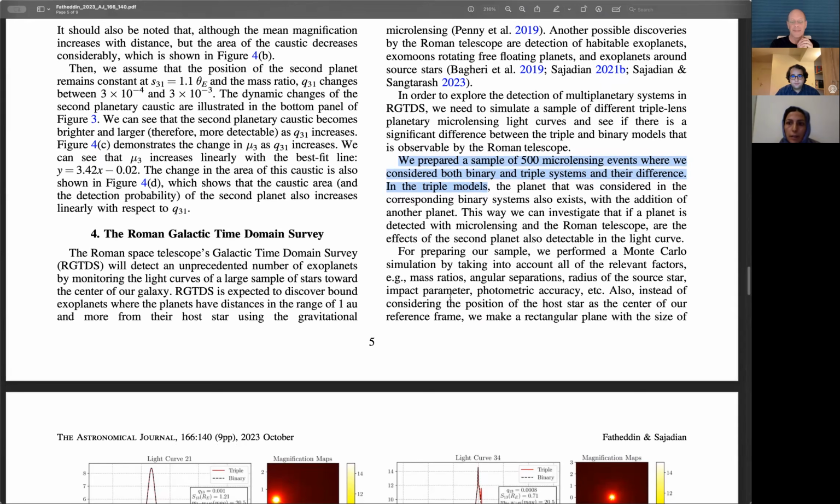During its observing season, the galactic bulge can be observed with Roman, and its cadence will be 15 minutes. It means that the time between 2 data points will be 15 minutes, which is very short, so it will collect a lot of data for these microlensing events, and it is good for detecting triple systems.